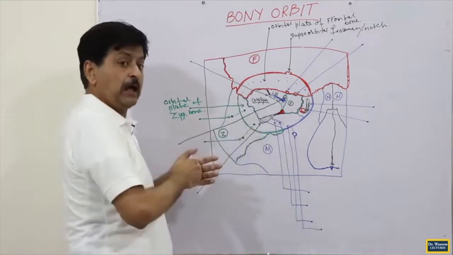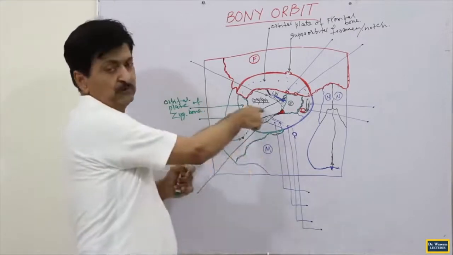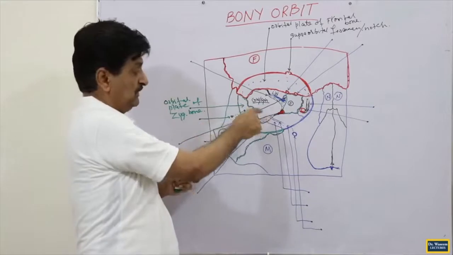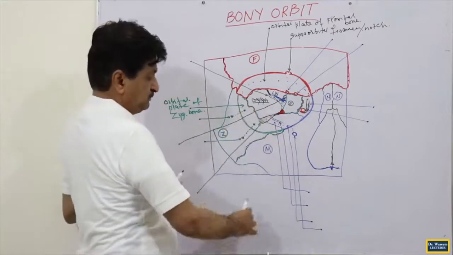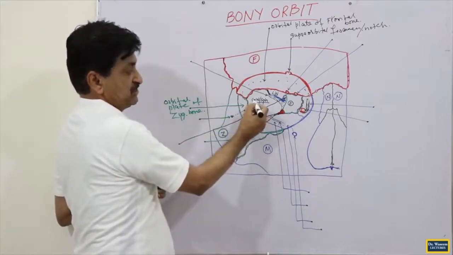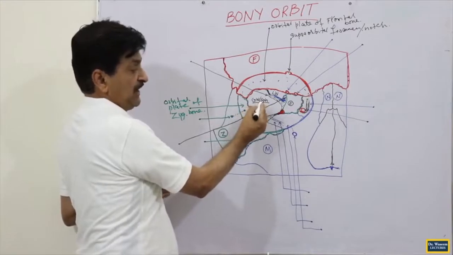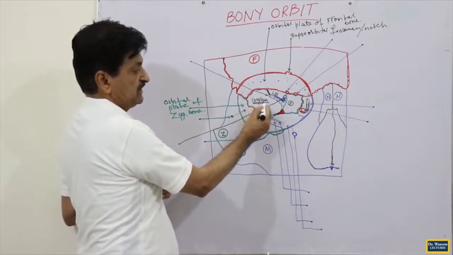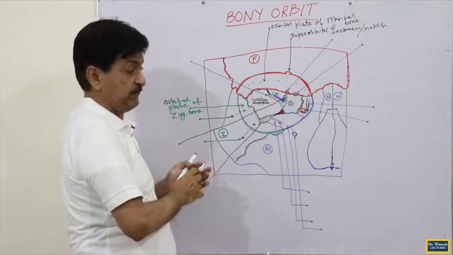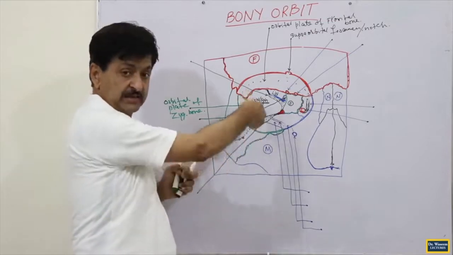Means the rest of the lateral wall up to the bottom is being formed, another bone will intervene. That bone which is present here is called the GW, the greater wing of the sphenoid. This is called the sphenoid bone. This is called the greater wing of sphenoid.